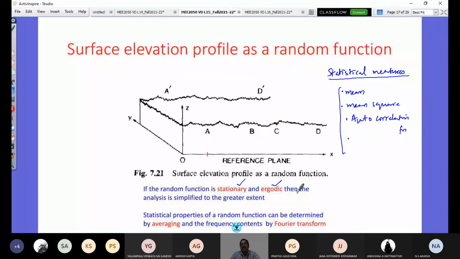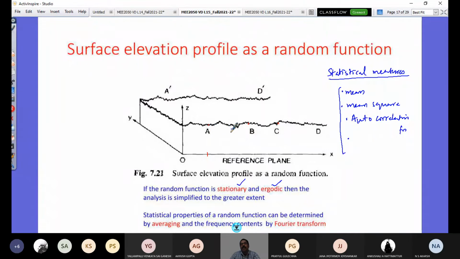If I calculate the mean value of this patch of section, where I have the observation from A to D, say between A to B, I take all the elevations, just add all of them and then divide by the number of samples. That is the mean value. Take every value, square it, add them and then take an average. That is the mean square value. So all this is done by an averaging principle.